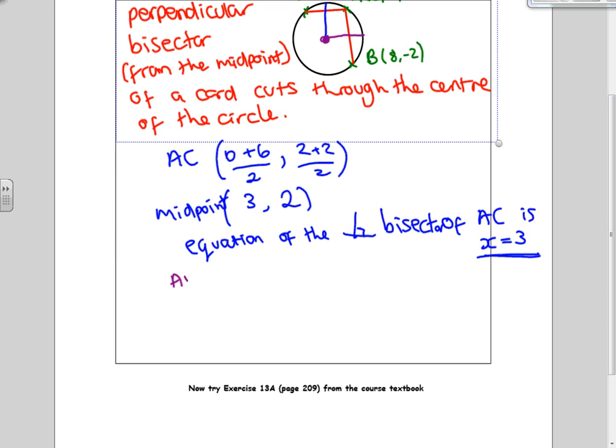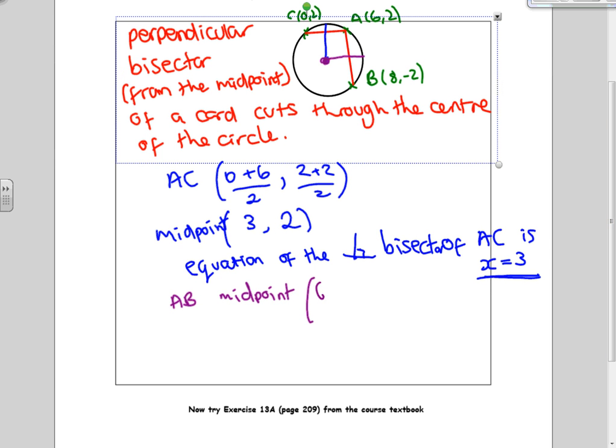So for AB, to find the midpoint again, we'll be doing this time 6 add 8 divided by 2, and 2 plus minus 2 divided by 2. So that'll give us an x coordinate of 7 and a y coordinate of 0. So that is the midpoint of this line. But of course this time we're going to have a gradient to it.